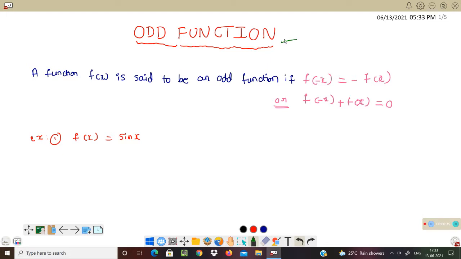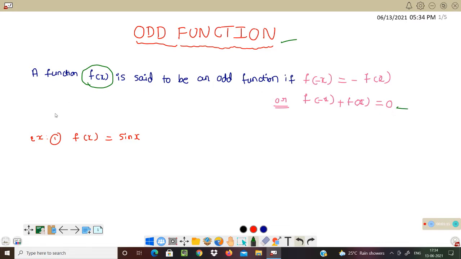When we are asked whether the given function is an odd function or not, they give one function. Just consider that function as f of x. Then, instead of x, you just put minus x. Got it? When you put minus x in that form, if you get minus of f of x, then easily you can say the given function is an odd function. Otherwise, f of minus x plus f of x should be 0.